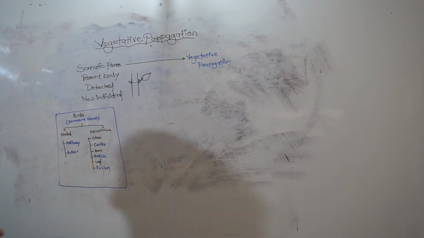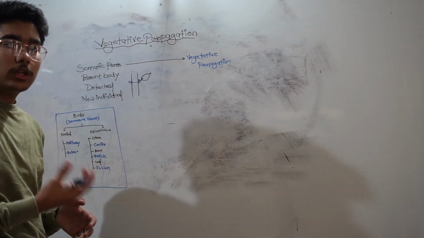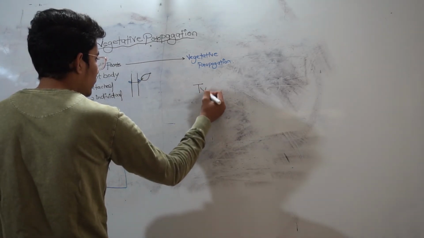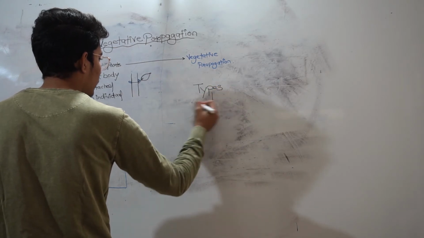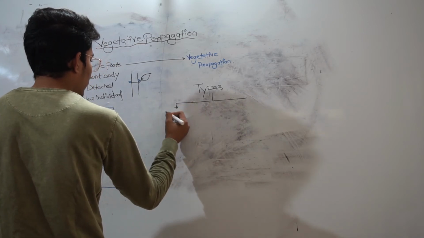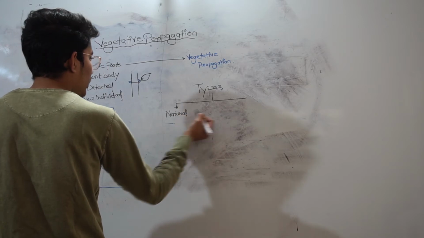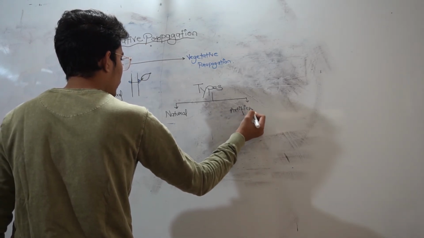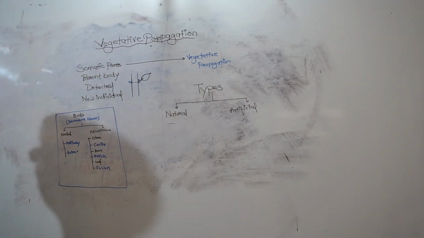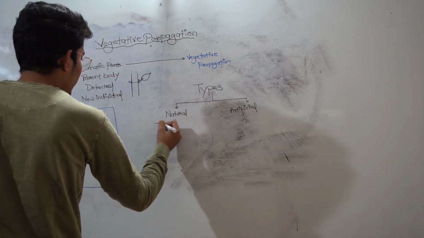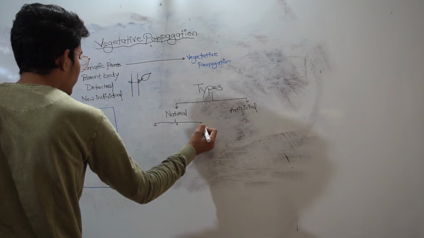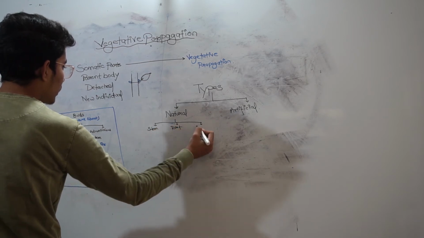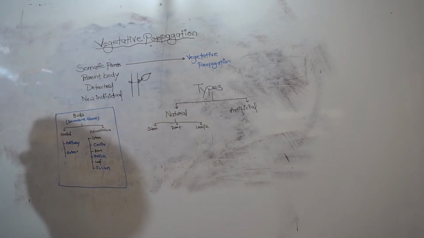And if we talk about vegetative propagation, it is also of two types. The first one is the natural type of propagation, and the other one is artificial. Now in the natural, there are all these three somatic parts: stem, root as well as leaves.